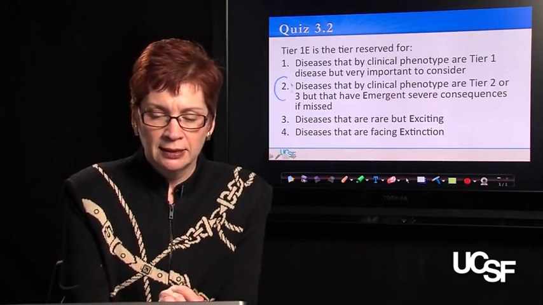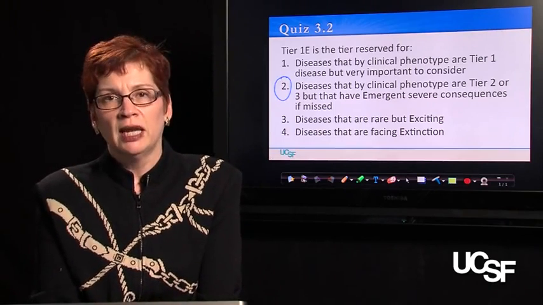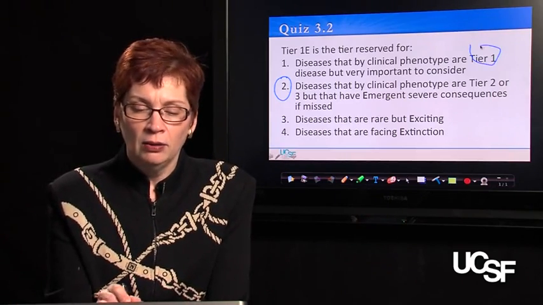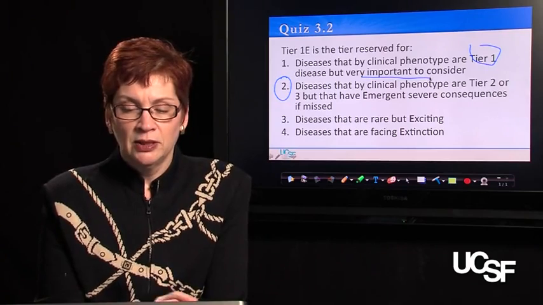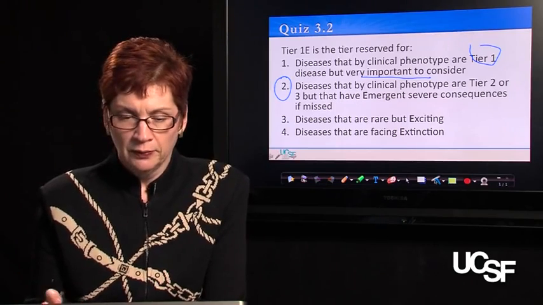But the answer, of course, is 2. Diseases that by clinical phenotype are tier 2 or tier 3, but that have emergent severe consequences if missed. Tier 1 diseases are always important to consider. So that's a higher tier than tier 1E. That's why that number 1 is wrong.